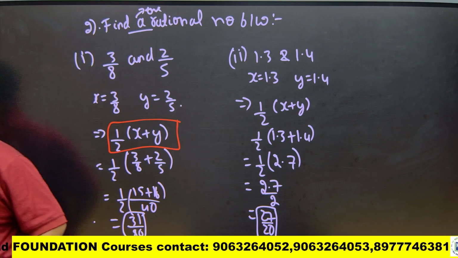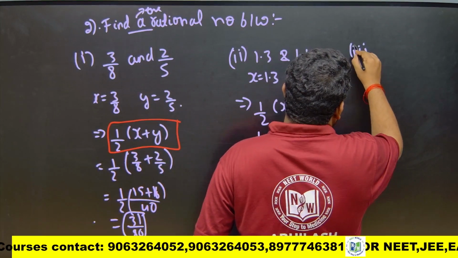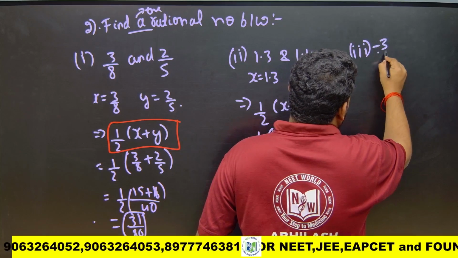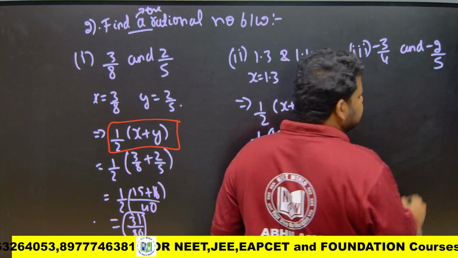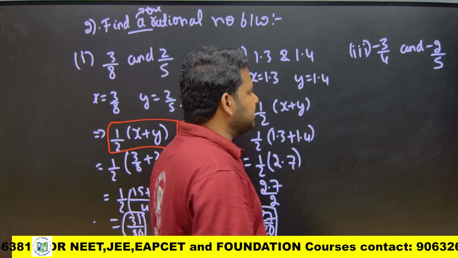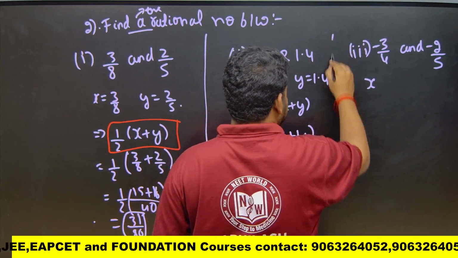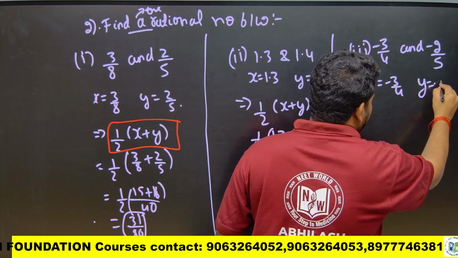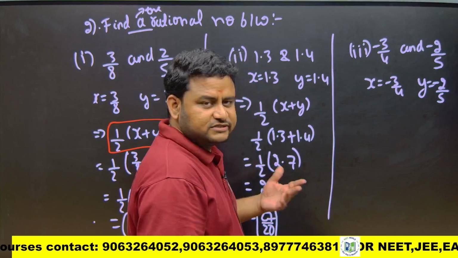The third question is minus 3 by 4 and minus 2 by 5. They are asking us to find a rational number between minus 3 by 4 and minus 2 by 5. So what should I do? I should take x first. X will be equal to minus 3 by 4, and y will be equal to minus 2 by 5.